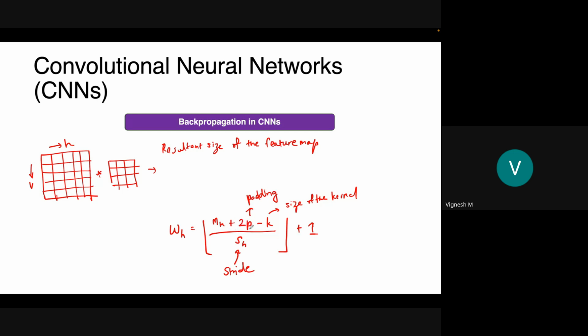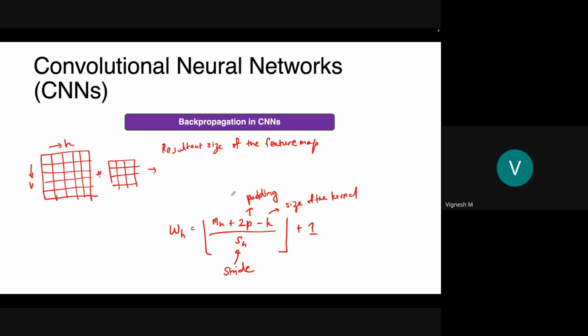Now tell me one thing. Why 2 times padding? Why do you do 2 times p? Any idea? You have to add it on the top and bottom. Yes, you pad on both sides. Padding is symmetric. You do it on the top and on the bottom, or if you're computing it for the rows, then you add it on the sides as well. So that's why 2 times.